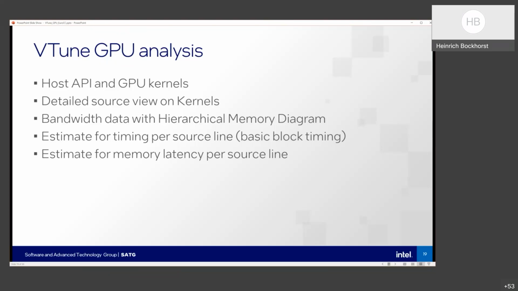So that's a compromise, but working quite well. And we have a lot of bandwidth data here, which we can show with the hierarchical memory diagram. I will show that later. And there are estimates for timing per source line with basic block timing. Also, there is an estimate for the memory latency. So instead of timing per source line, you see latencies shown, and some guess of the performance for the source line.